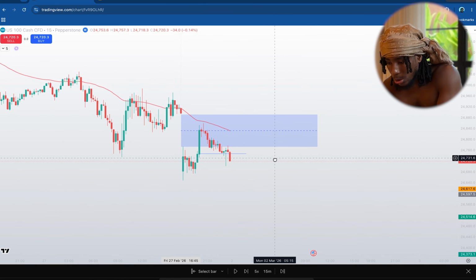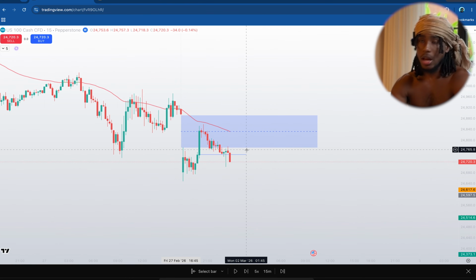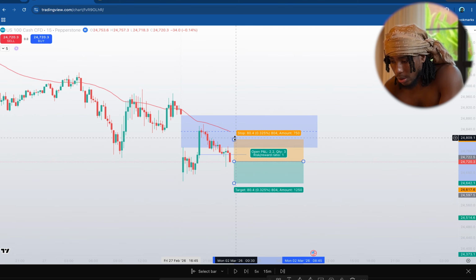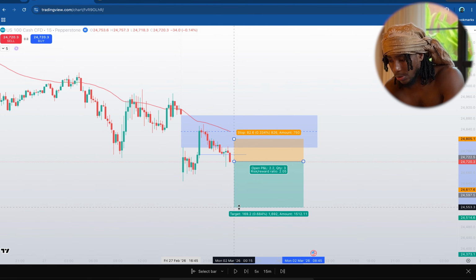All right, there we go. All right, so I'm gonna be real with you, that's enough for me. I also see these lower highs forming here, so I'm going to take a sell right here. I like to go for a 1 to 2. Let's see if we can get a 1 to 2 on this.